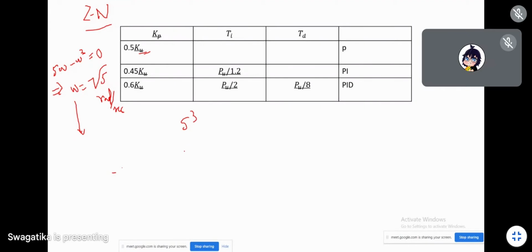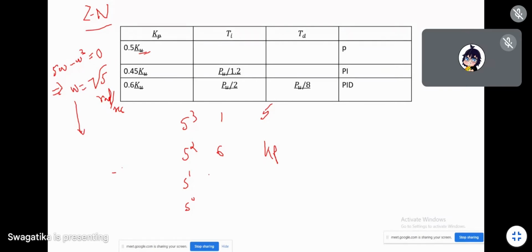So that will be s to the power 3, s to the power 2, s to the power 1, s to the power 0, with 1, 5 and 6, Kp. Is it correct, or did I skip any term? It is s cube plus 6s square plus 5s plus Kp. Yes or no?